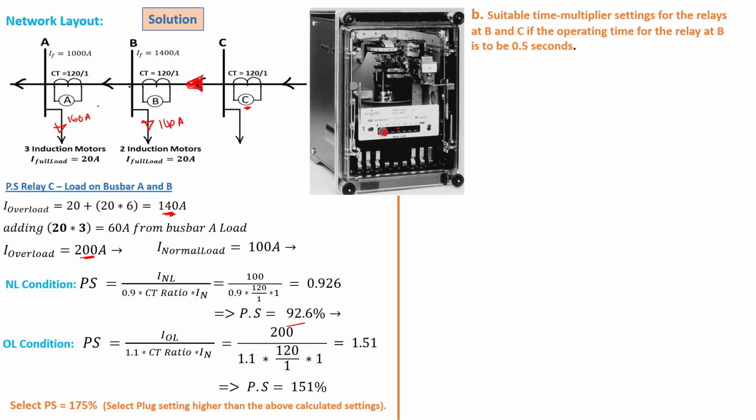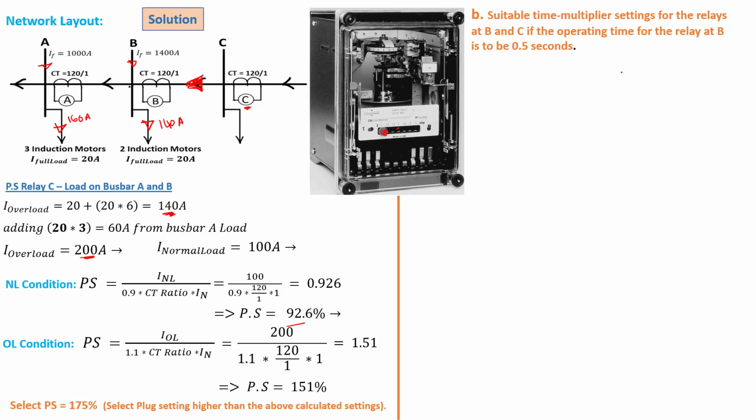But what if we now got a huge surge current passing through, like 1000 amps on bus bar A here, and then we got 1400 amps on bus bar B. So what then should happen? This is where we need to calculate the time multiplier settings for the relays at B and C.